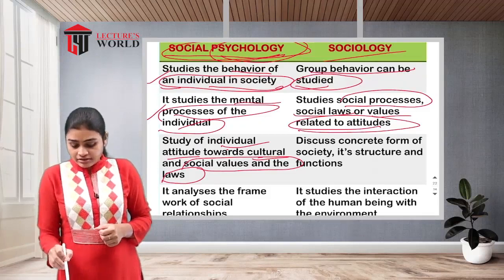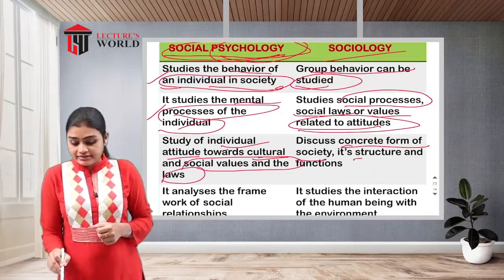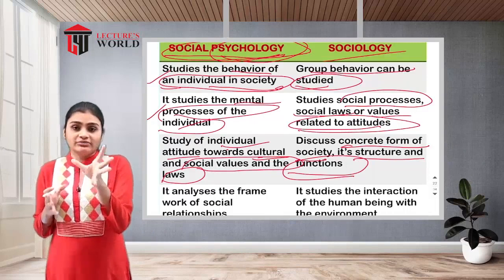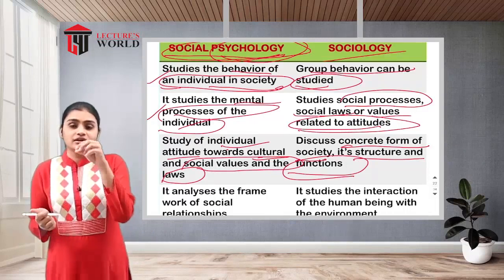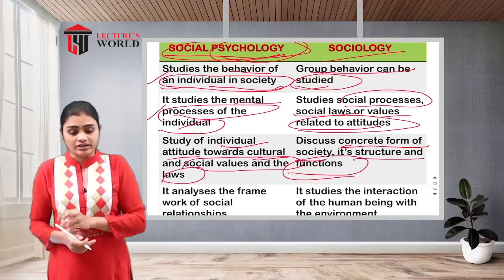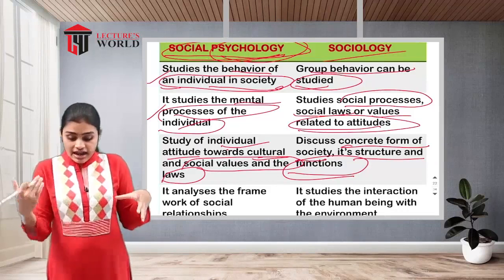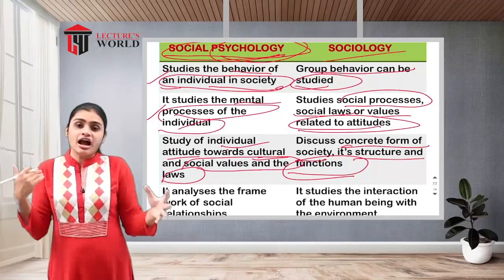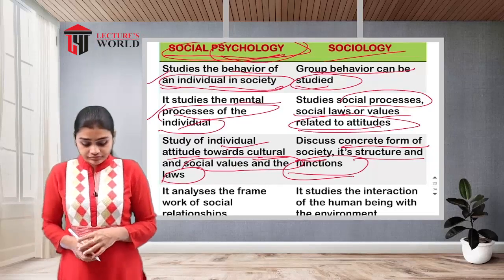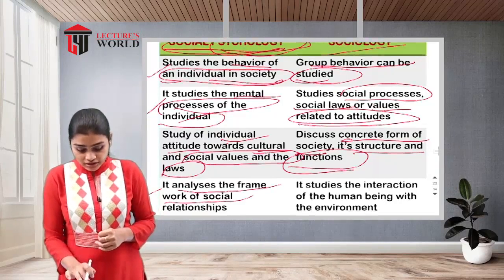At the same time, sociology is going to discuss the concrete form of society, its structure and functions. The concrete form means the existence of that particular social institute, whether it is a family or any other organization. The structure and the functions, what functions they are doing and how the structure of that particular society is, will be learned under sociology. The next is that it analyzes the framework of social relationships.